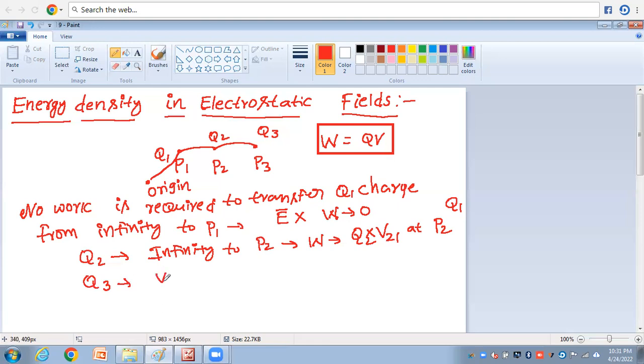Similarly, the work done in positioning Q3 at P3 is equal to Q3 into (V32 plus V31), where V32 and V31 are the potentials at P3 due to Q2 and Q1 respectively. These two discussions are very important.